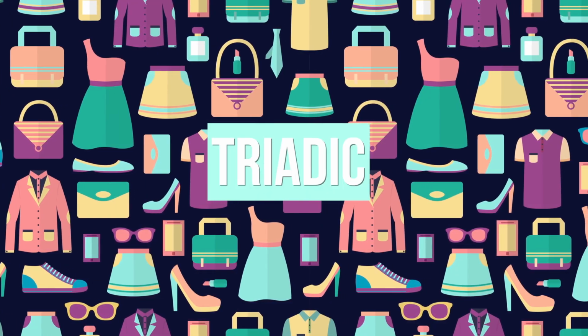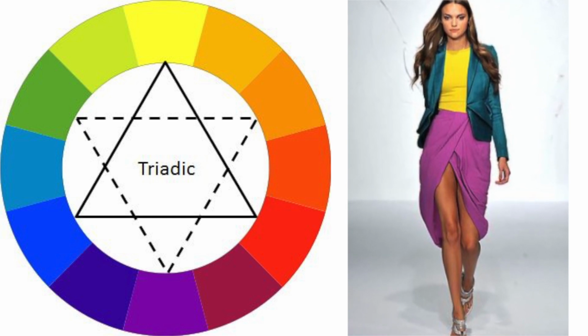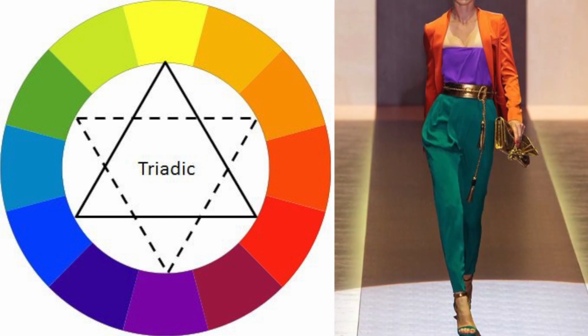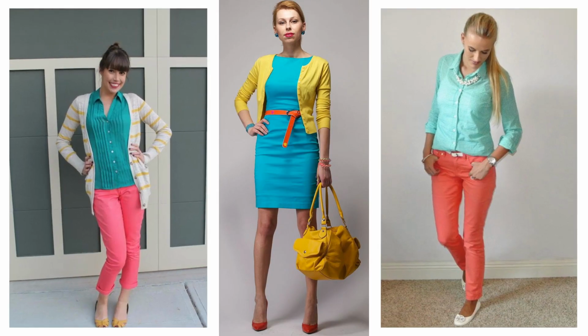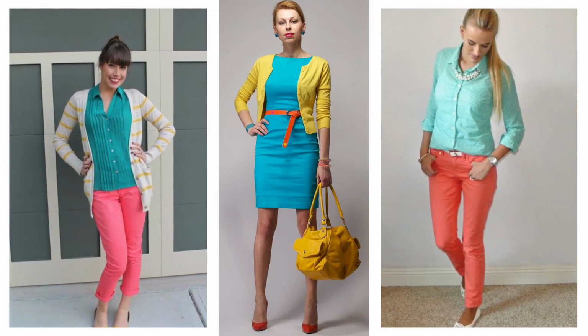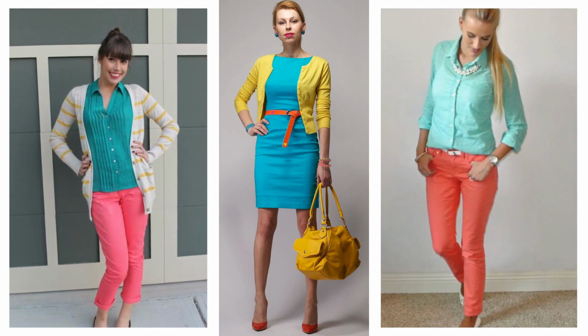Triadic color schemes involve using three colors that are evenly spaced on the color wheel. For a playful and energetic ensemble, try pairing a turquoise top with coral pants and a sunny yellow handbag. To tie the look together, you can opt for neutral shoes and a simple jewelry.